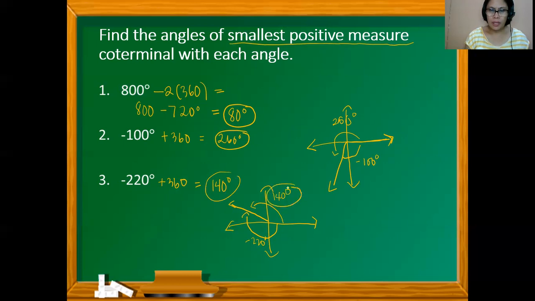So really, positive 140 degrees and negative 220 degrees are coterminal angles because they have the same terminal side. Okay, so I hope you were able to understand our discussion pertaining to angles.